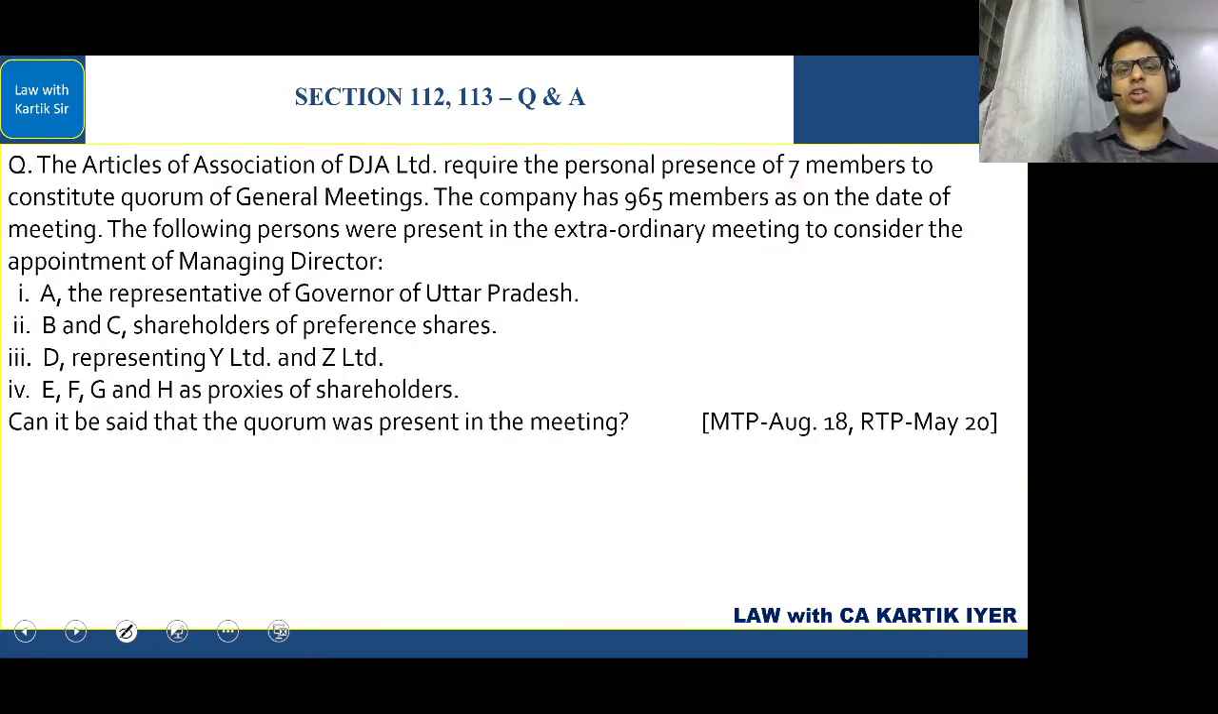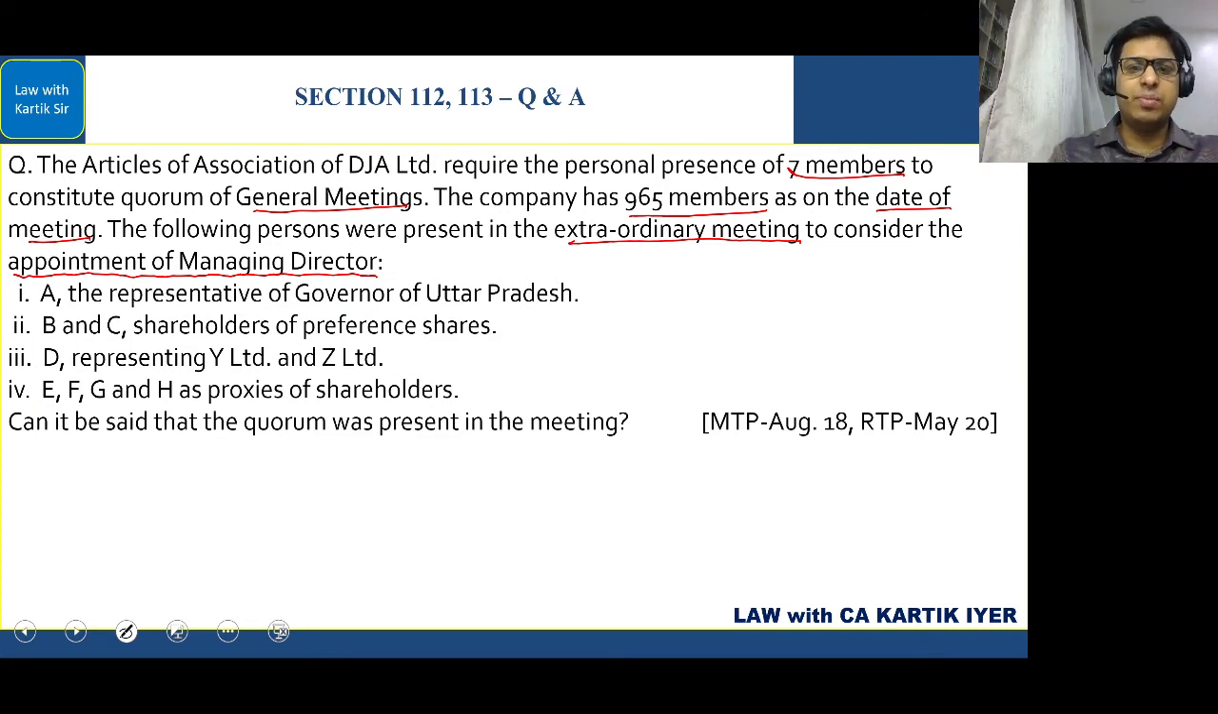Next one. The Articles of Association of DJA Limited require the personal presence of 7 members to constitute quorum of general meeting. The company has 965 members as on the date of meeting. Fine. The following persons were present in the extraordinary meeting to consider the appointment of the managing director. This part is very important, appointment of managing director. Now take the clues first and then we'll look into the parts. First look at the name. They have not mentioned public company, but with the name only you can understand it's a public company. Private limited is not written, it is limited.